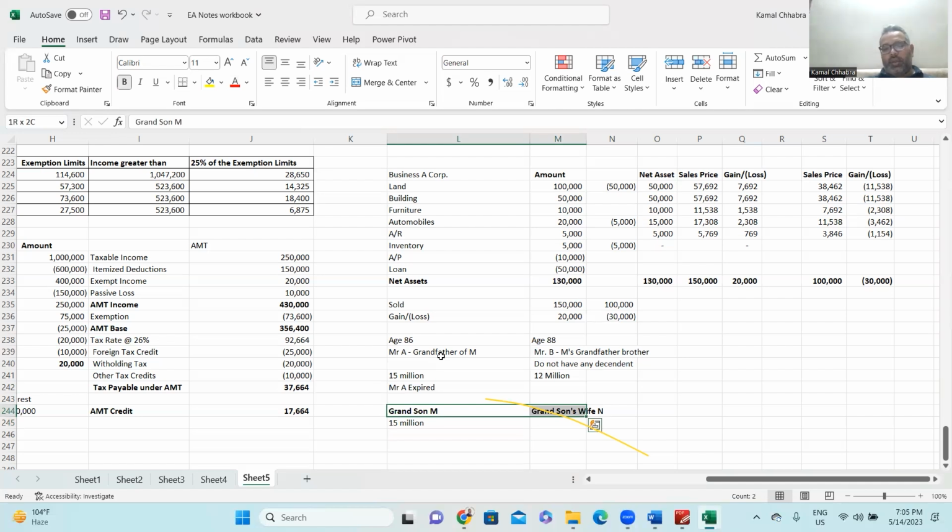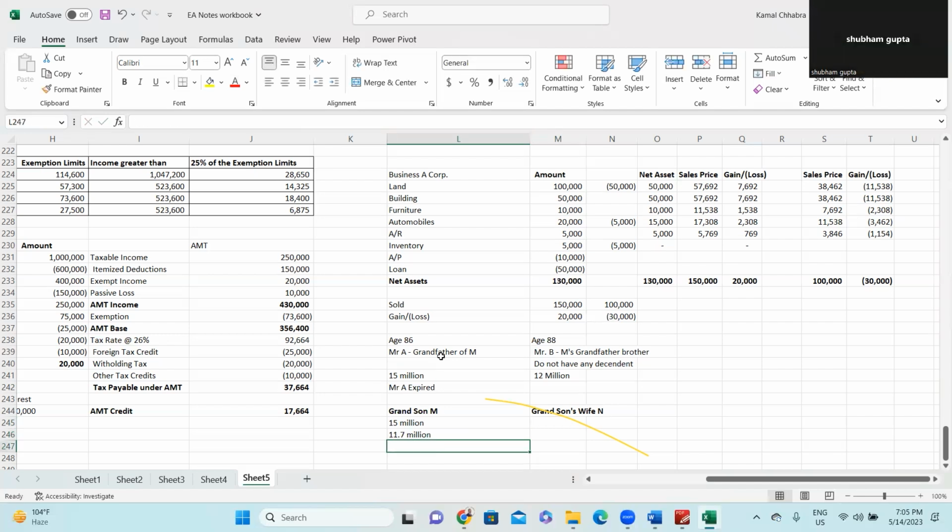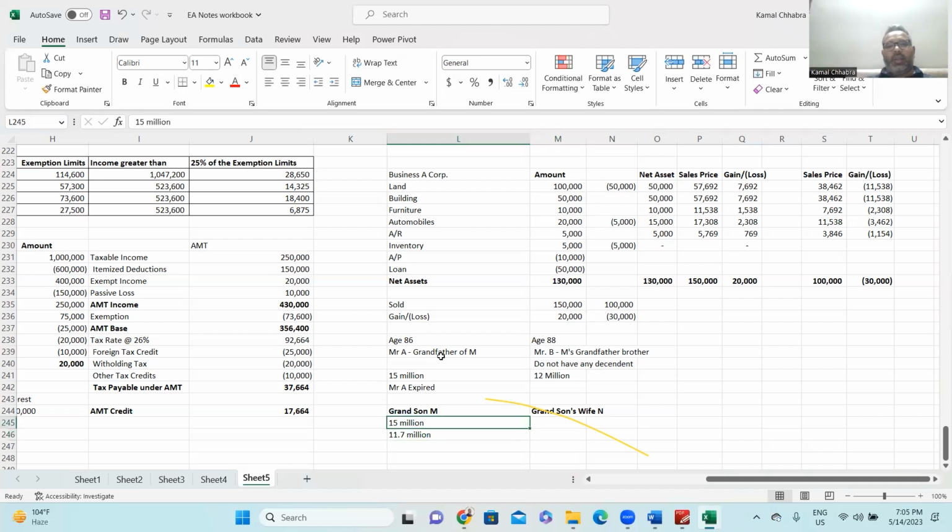So in this joint return, how much can they claim? $11.7 million. But this property inheritance they can claim in the name of N, as Mr. M is expecting an additional $12 million might be coming in some time when Mr. B expires. And then later on he can claim the $11.7 million exemption from that also. That is called tax planning. Make sense?